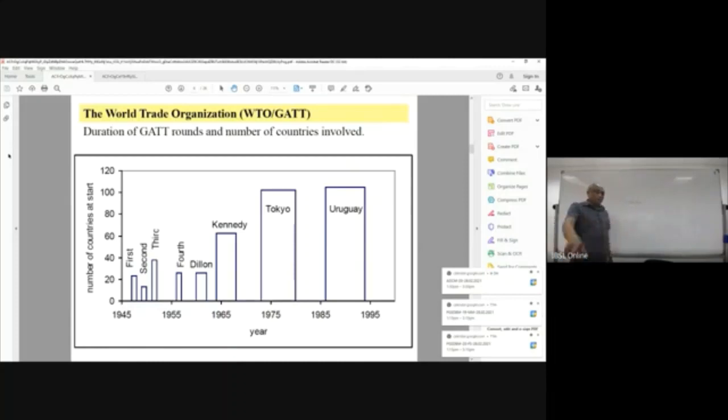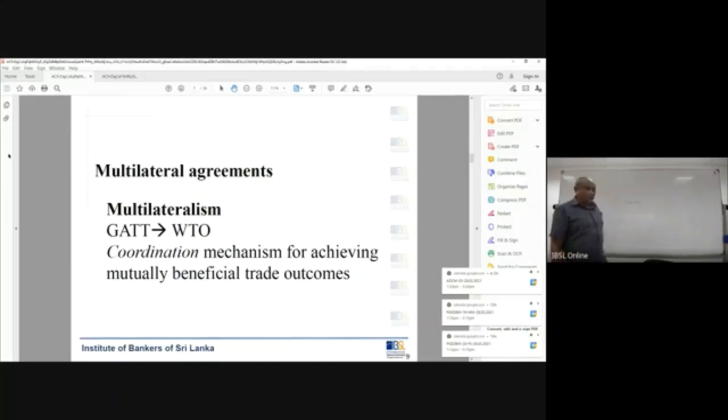GATT had the rounds: first round, second round, third round, fourth round, then the Dillon Round, then the Kennedy Round, the Tokyo Round, the Uruguay Round. One of the things the GATT introduced was bilateral trade agreements. Gradually, people were believing in multilateral trade agreements. What do you mean by multilateral trade agreements?